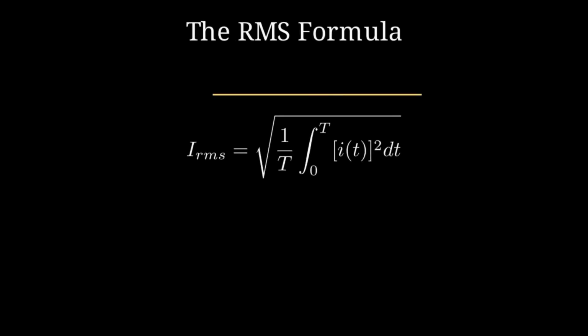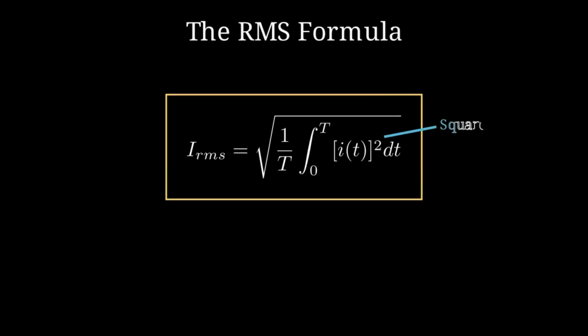The RMS value is calculated in 3 steps. First, we square the function. Second, we find the mean or average over one full period. And third, we take the square root of that average. This mathematical sequence gives the formula its name.